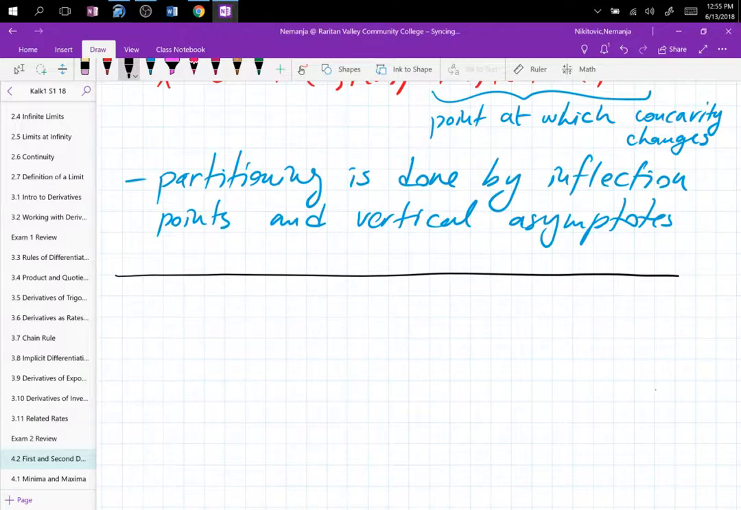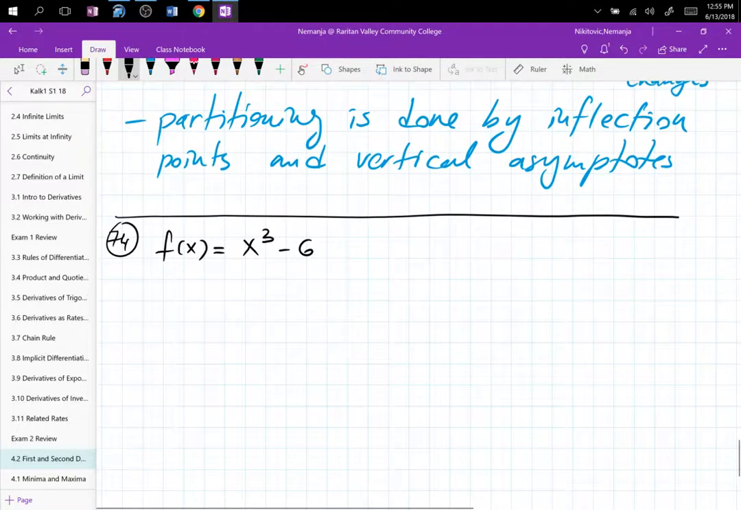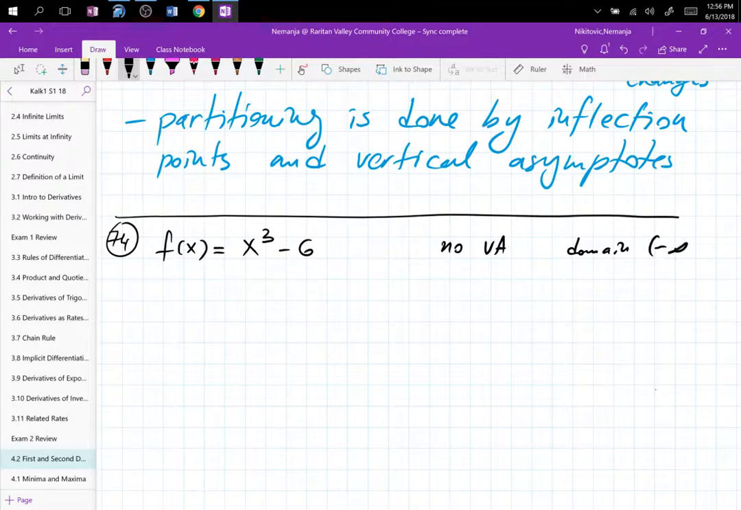So let's go with a vanilla problem first. f of x is equal to x cubed minus 6. This is problem 74 in the textbook. No vertical asymptotes, and domain is negative infinity to positive infinity, right? All real numbers. That's good to have on the side. Now it's a polynomial, so we don't care about it, but for later.